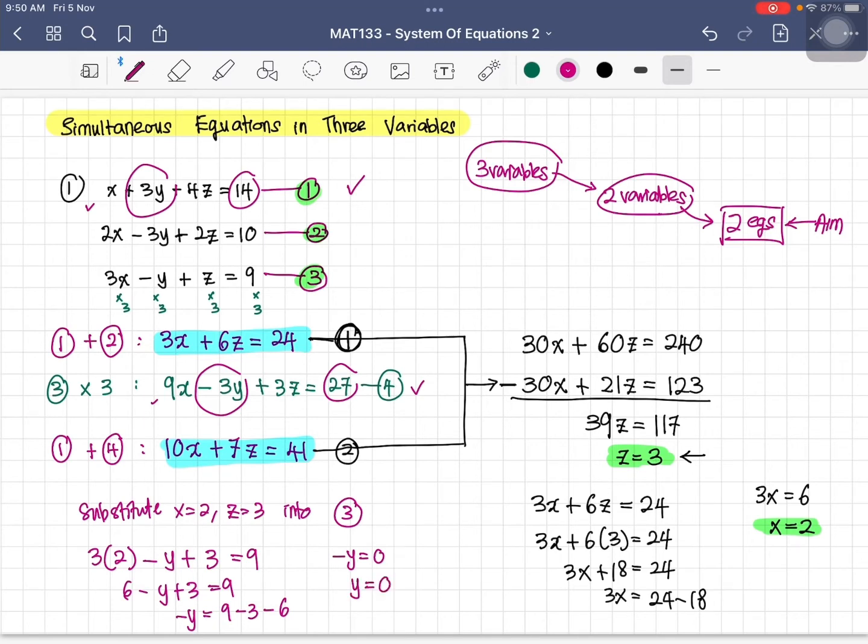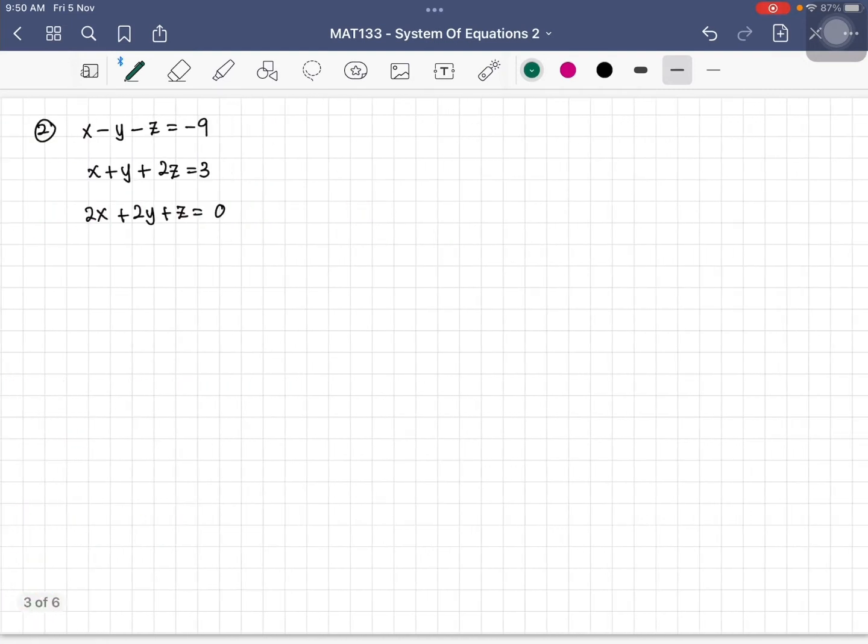So of course y should also be equal to 0. So now I have obtained the value for y. In this case, we have already obtained the values for x, y, and also z. So we already solved these simultaneous equations. Right, let's now move to the second example here.